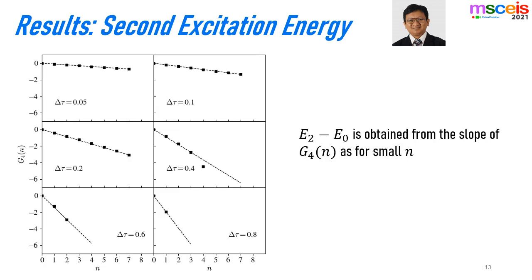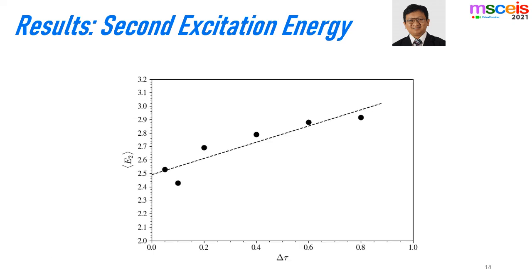Now this is the second excitation value. It's the slope of G4. And we get a result that is close to the analytical, which is 2.5.